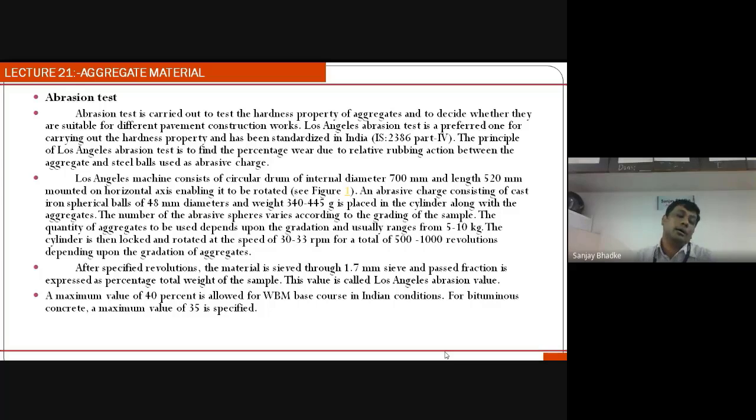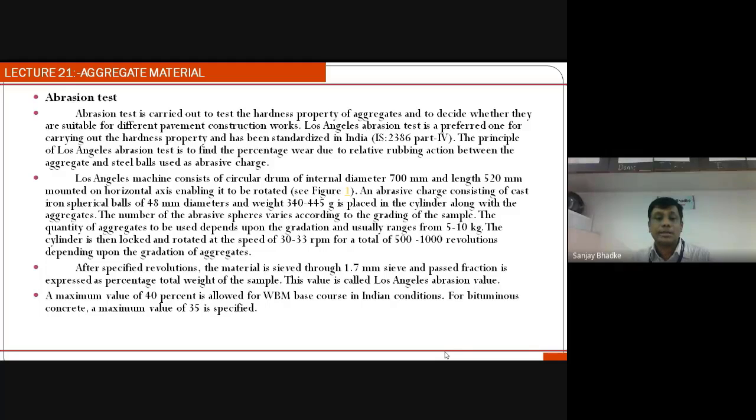Abrasion test. We know the Los Angeles machine. Normally, we are using the Los Angeles machine to calculate the abrasion value of the aggregate. This Los Angeles machine consists of a drum with an internal diameter of 700 mm and length of 520 mm, mounted on a horizontal axis, enabling it to be rotated.